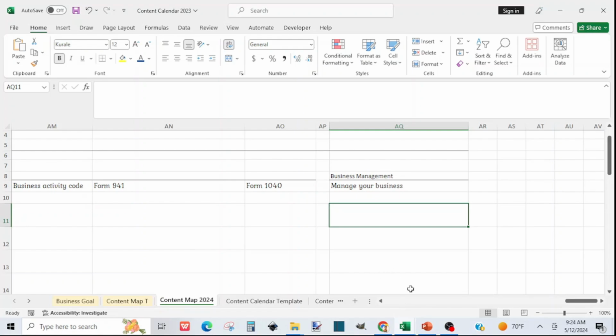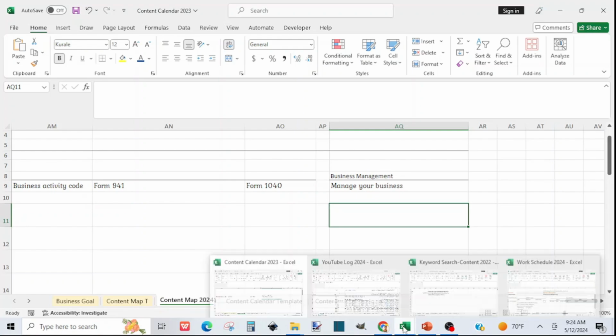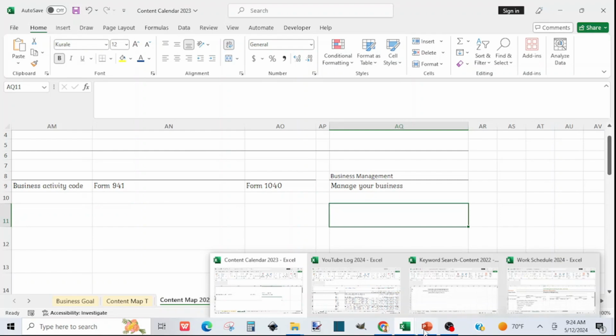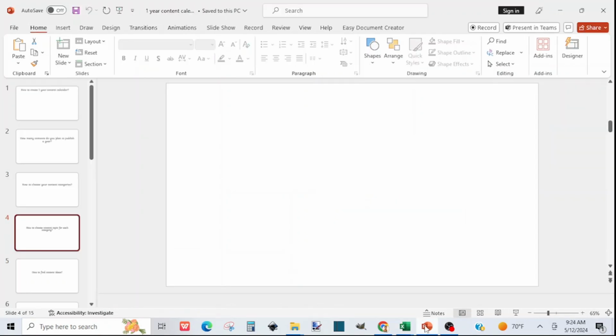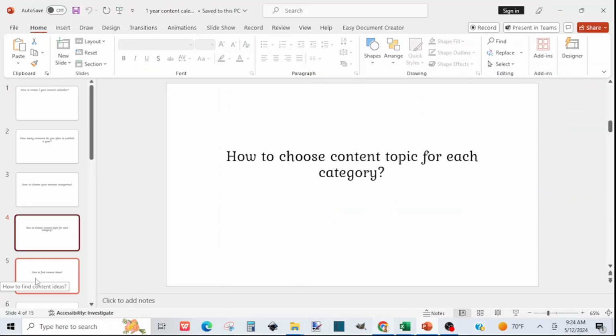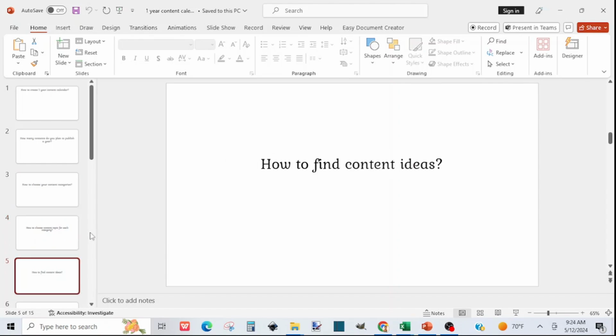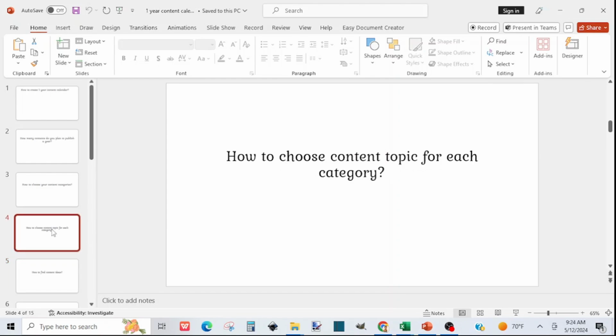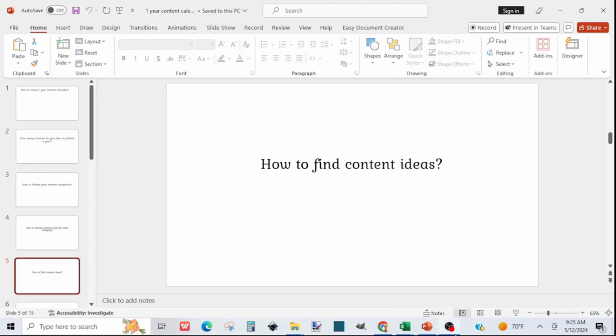So now that we've selected the subtopics, the next step will be how to find content ideas. So we have the topics we want to create content for. So how do we find the content ideas?